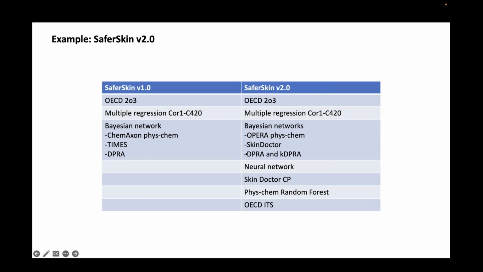So therefore, we always try to improve the tools which we have. And here you see we made some improvements from SaferSkin 1.0 to SaferSkin 2.0. We use, for instance, new predictors. We used Chemaxon in the past. Now it's Opera. We have now also included Skin Doctor and the Random Forest prediction as well, and made a lot of changes.